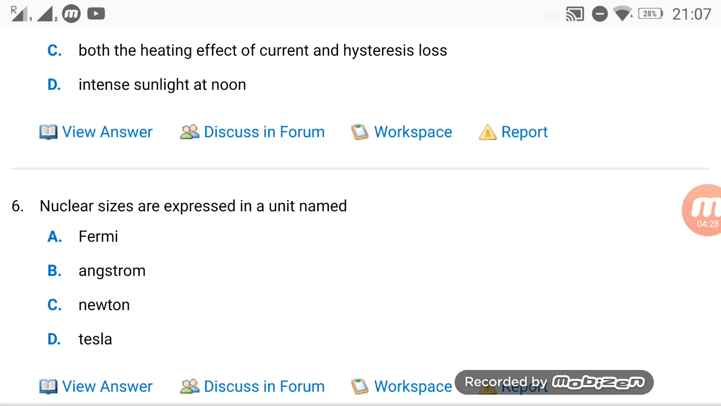Question number 6 is: nuclear sizes are expressed in a unit named... Option A is Fermi, option B is angstrom, option C is Newton, option D is Tesla. Of course, friends, option A, Fermi, is the right answer, and 1 Fermi is equal to 10 to the power minus 15 meter. Apart from this, angstrom is 10 to the power minus 10 meter, Newton is of course the unit of force, and Tesla is the unit of magnetic field.